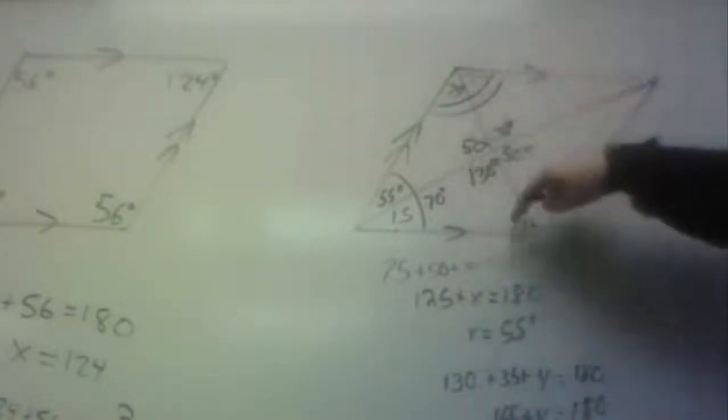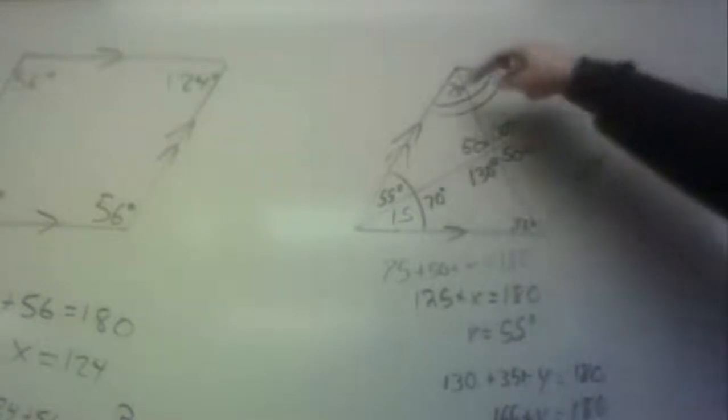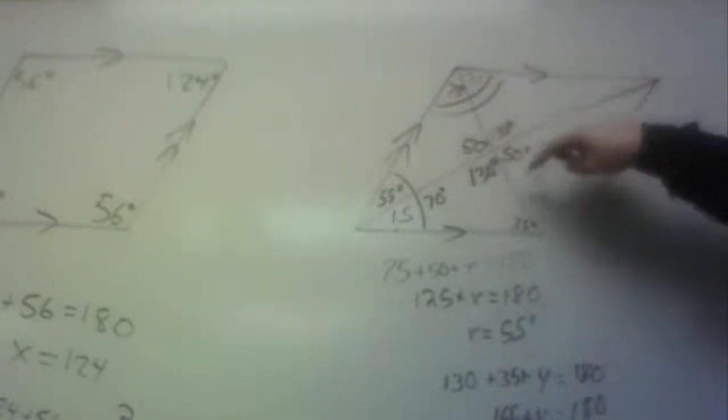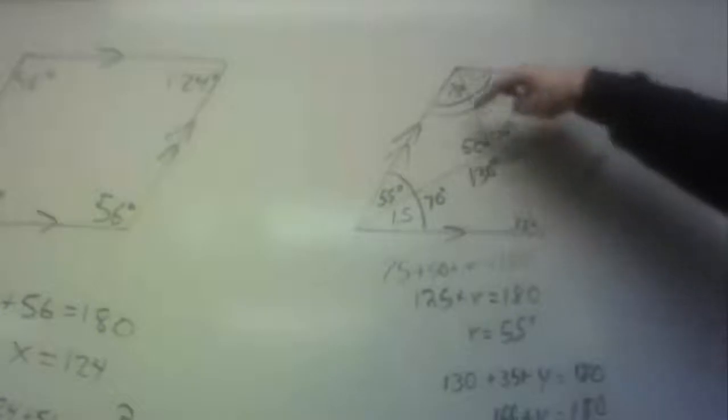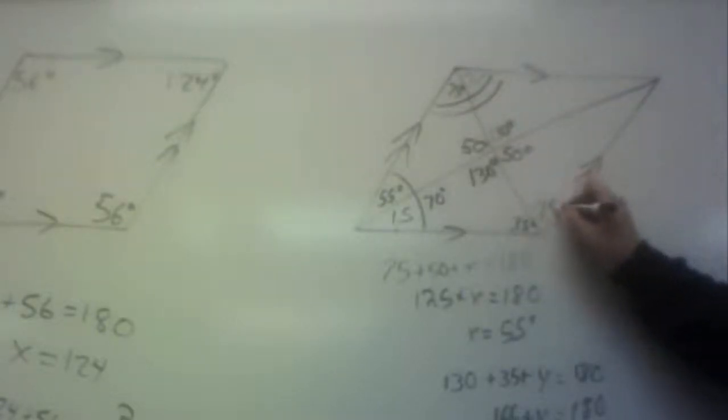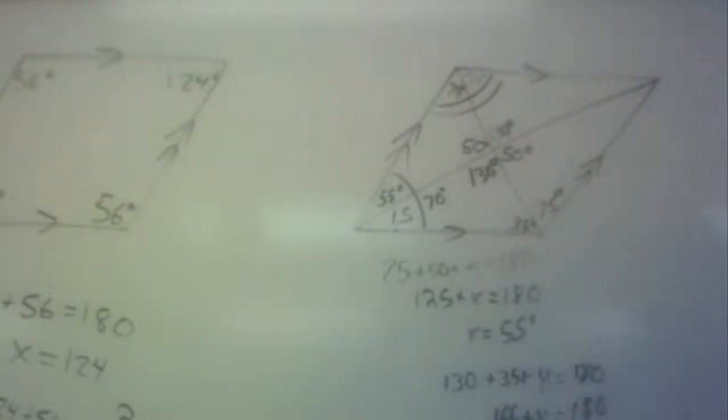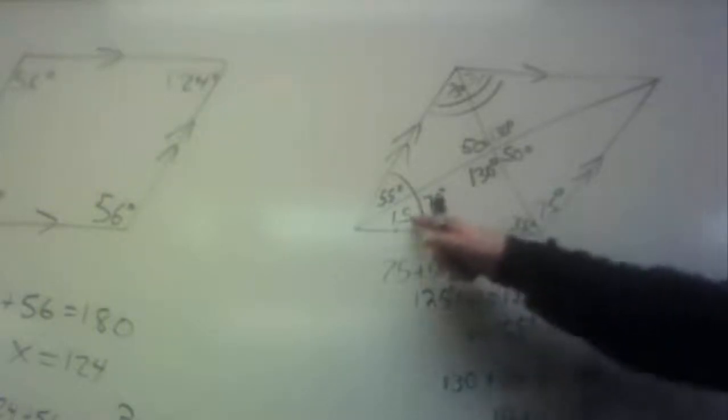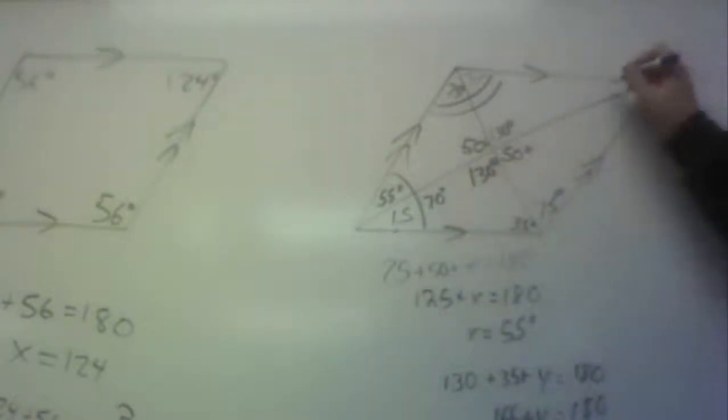Transversal, this angle and this angle are alternate interior. Consequently, alternate interior also is here. These are alternate interior angles. So I know this one's 75. Oh, let's just run with this now. Alternate interior angles. This angle and this angle here are alternate interior angles.